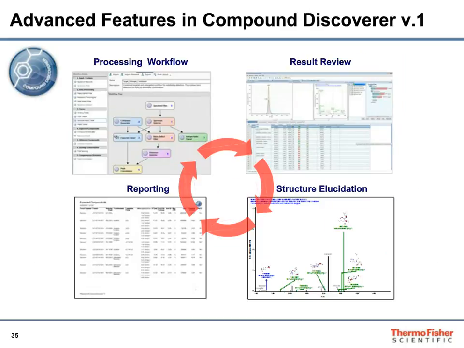Those software, I'll just quickly go through some of the features. For this particular software, we call Compound Discoverer. You can simply set up the processing workflow and result review, and then do structure elucidation and generate the report. If you want to come back and tweak the analysis a little more, you can just simply change the parameter a little bit in the processing workflow and then run it again. So it's very automatic.